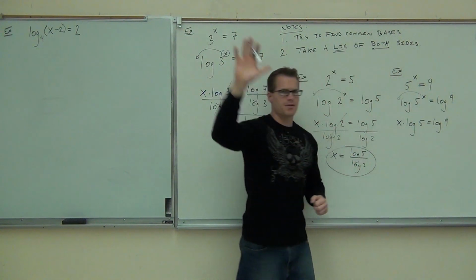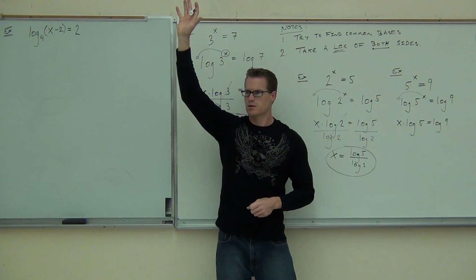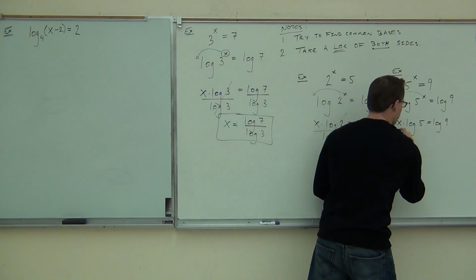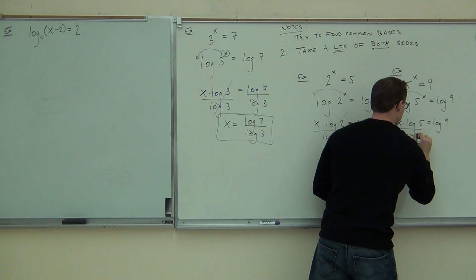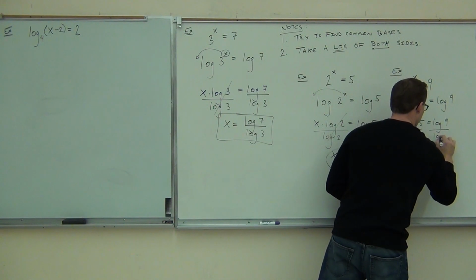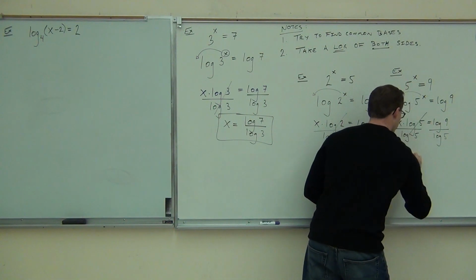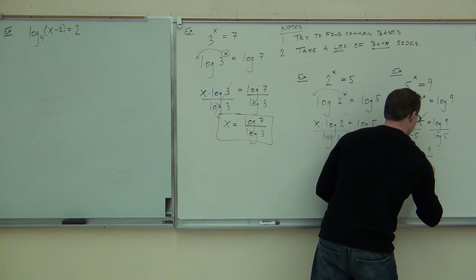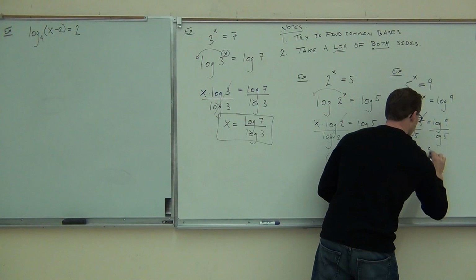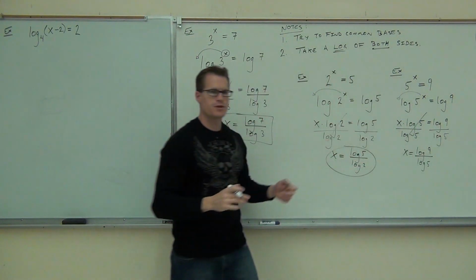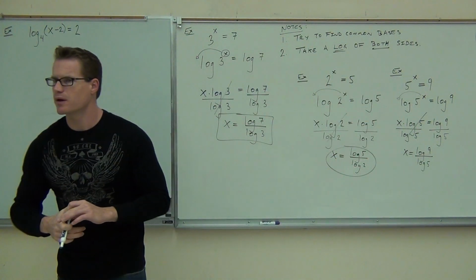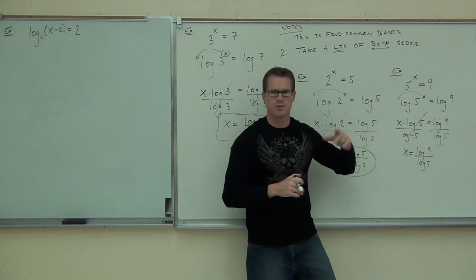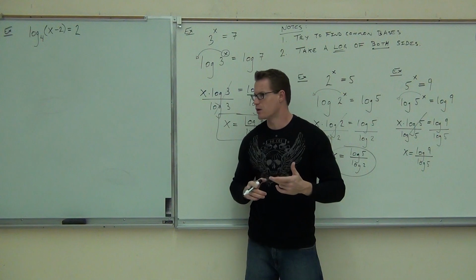Show of hands, how many people made it that far, the first 2 steps? Good deal. Last step, what are you going to do? By what? Log of 9 over log of 5. What's our base again, by the way? 10. So we're talking about base 10 logs. You can choose any logarithm you want. People usually choose base 10, a common log, for that.